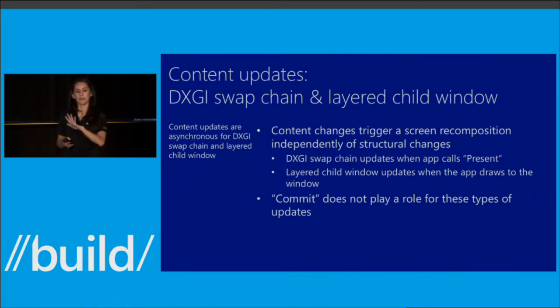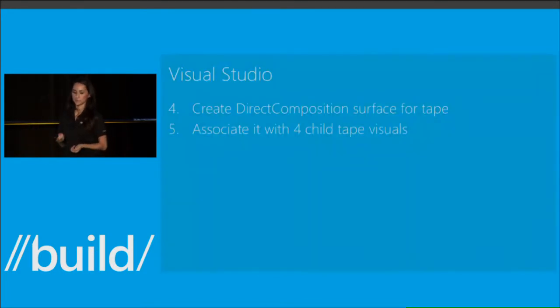So we respect the fact that if you have a DXGI swap chain and you call present, that means you need to make an update, and so direct composition just stays out of the content updates. And for the layer child window, anytime that you call any Win32 API to make an update to the actual window, we'll just show it on the layer child window as well. Commit takes care of those composition updates such as the transforms, the animations, but then it does not take care of any of the content updates.